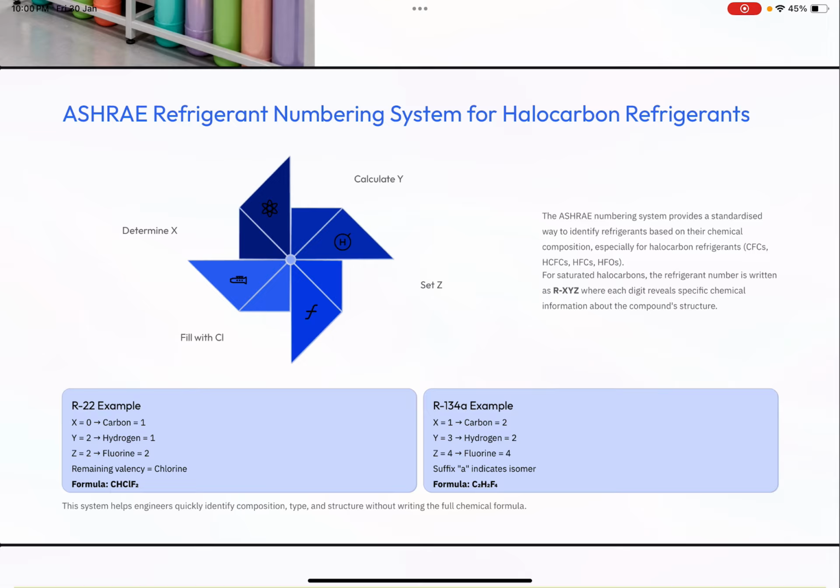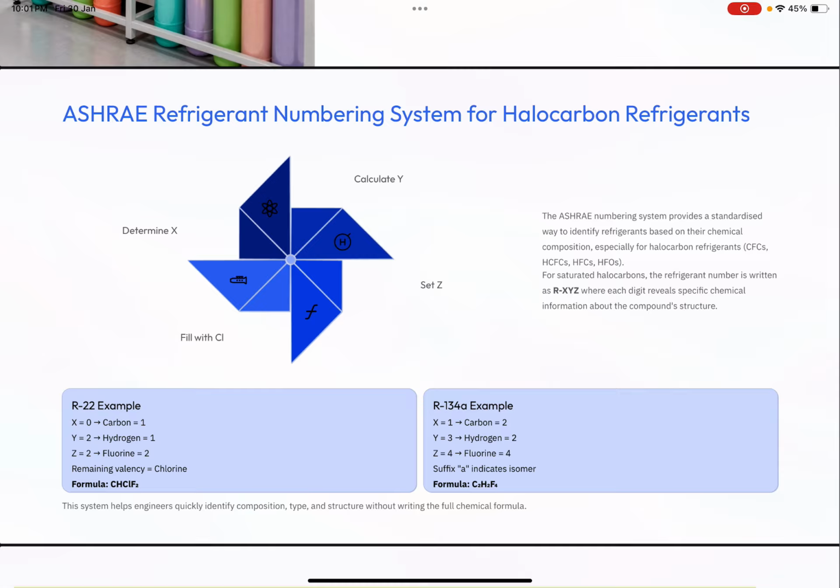So then we have 2 hydrogen, 4 fluorine, and now the chlorine remaining valence is 0. So there is no chlorine here, right? So it is C2H2F4. There is no chlorine.